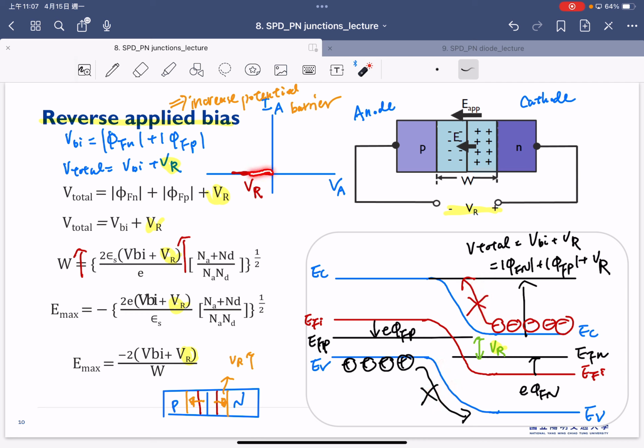So that means, in the ideal case, under reverse bias, you should always have no current. The larger the bias you apply, the barrier will increase further, but your current will always stay very small, close to zero. And there's no current flow under the reverse bias. So based on the band diagram, in the ideal case, we can imagine that under reverse bias, there's no carrier able to flow to the left and right. Okay, so that's the case related to reverse bias.